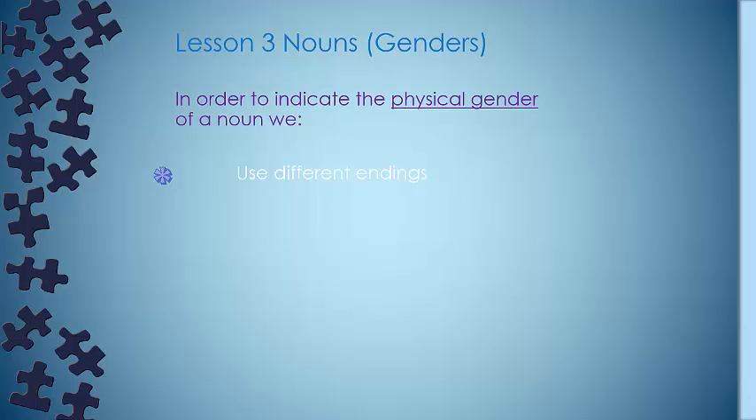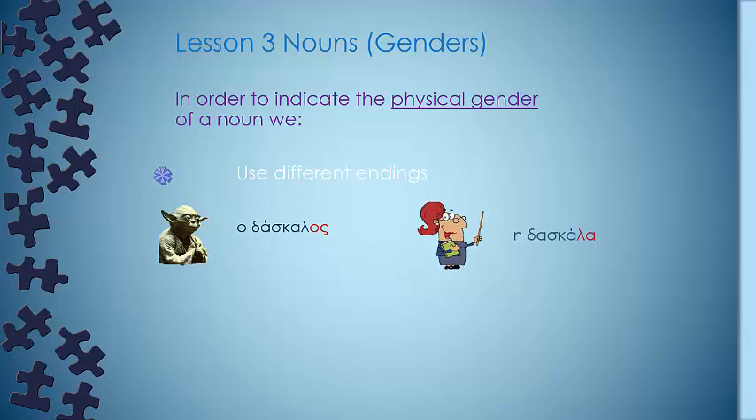We may use different endings. We have ο δάσκαλος and η δασκάλα. Both words mean the teacher in English, but the ending os here means that the teacher is a man, he's male. And η δασκάλα, the ending a, means it's a female teacher.